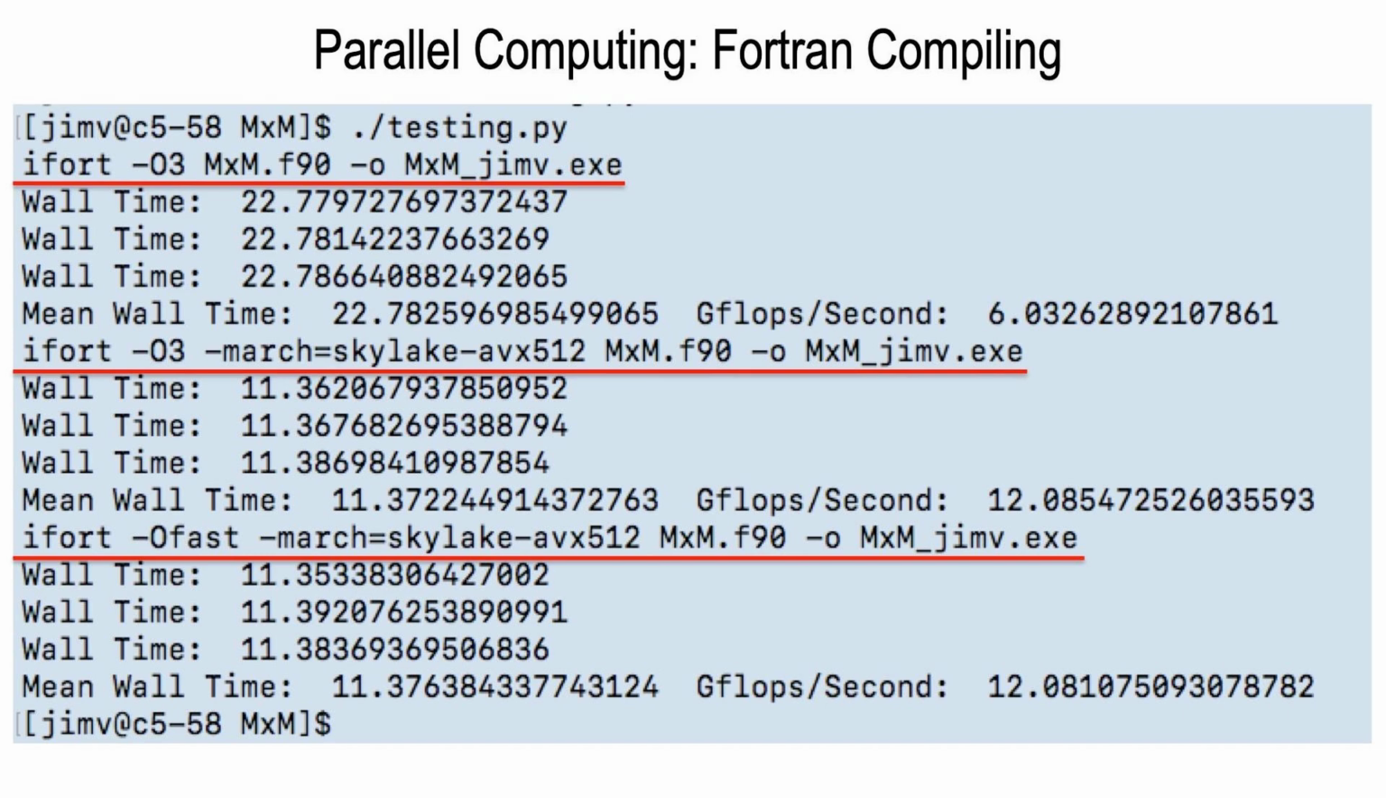Executing the Python script on the compute node again yielded a wall time ranging from 11 to 22 seconds. The impact of using the march option is evident. With this option enabled, we achieve approximately 12 gigaflops per second, whereas without it, the performance is around 6 gigaflops per second.